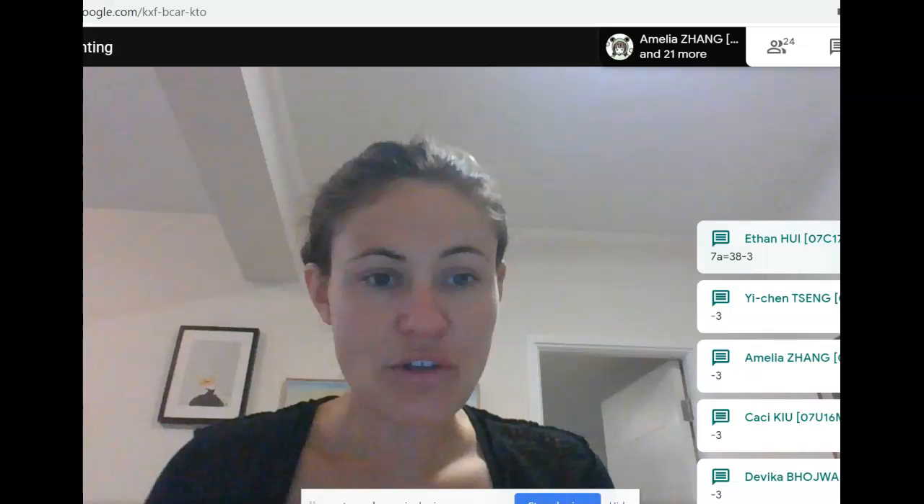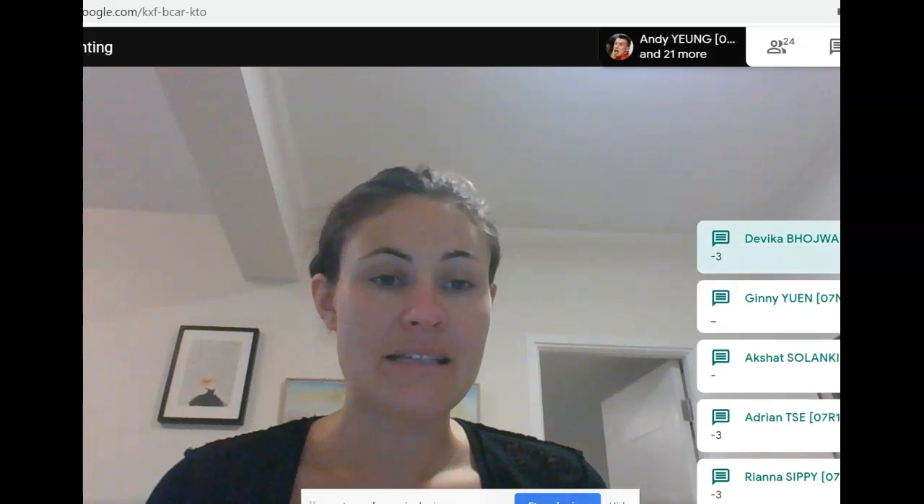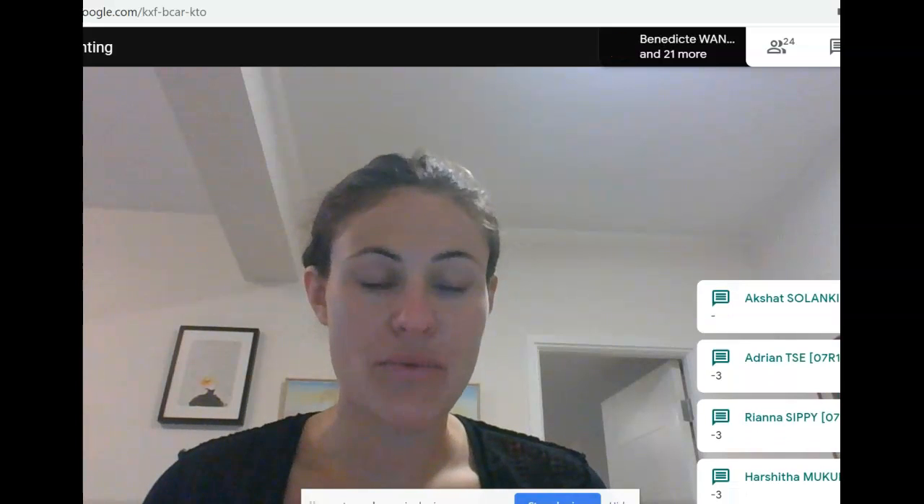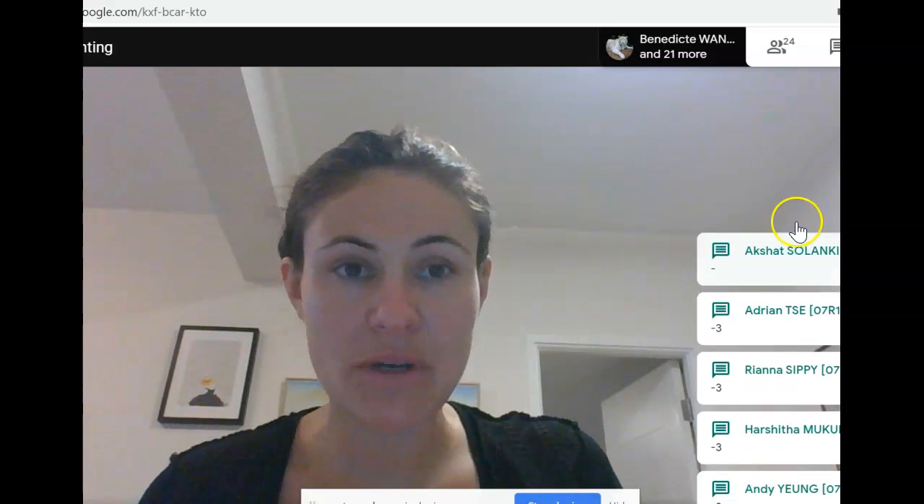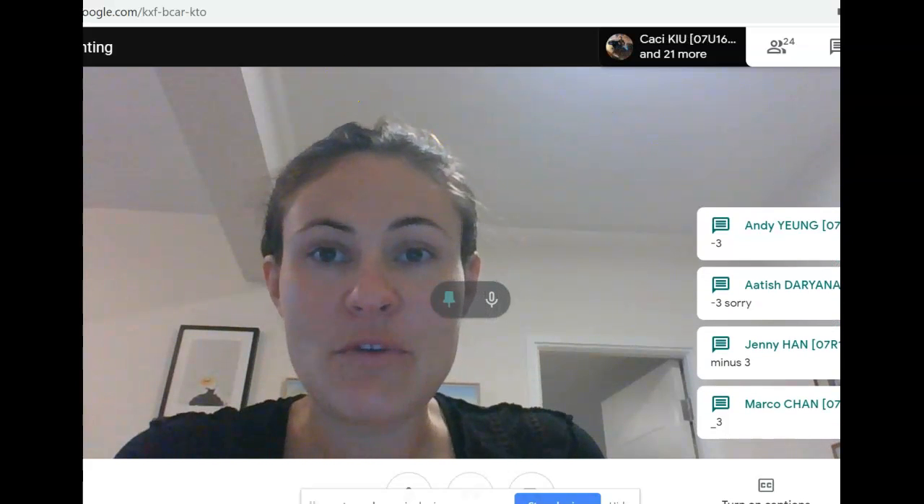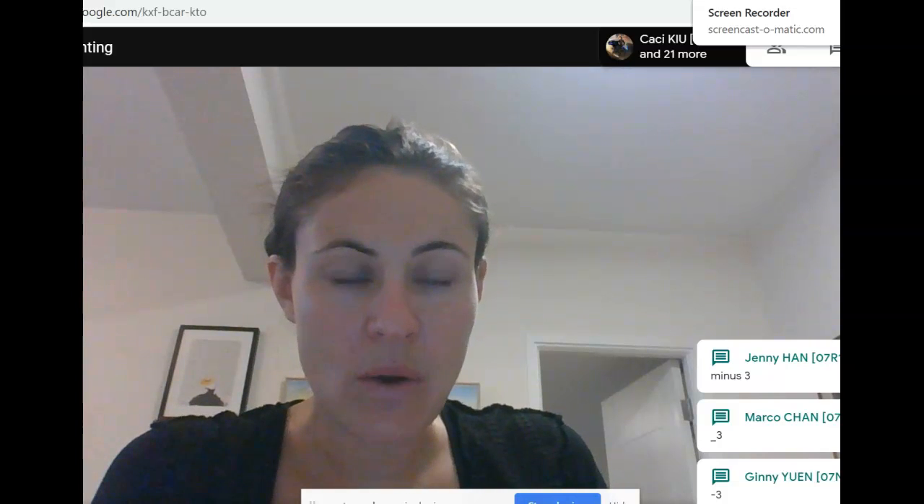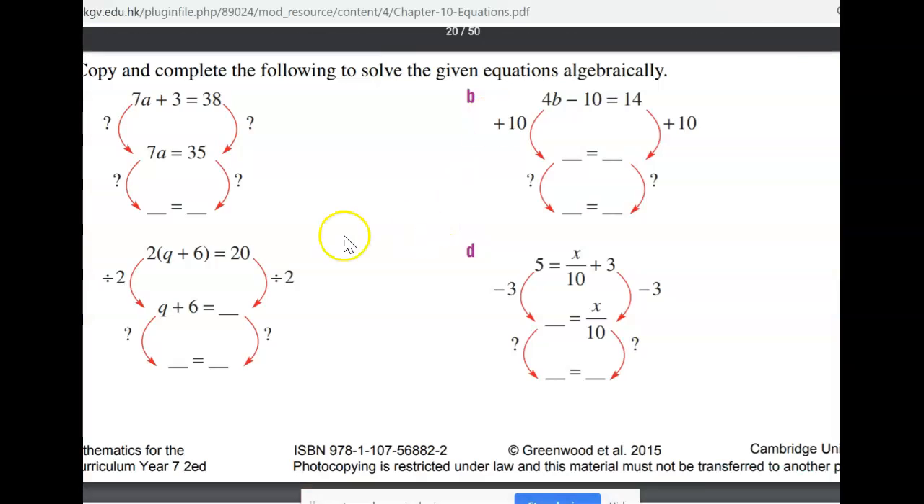Okay, so the correct answer here is just minus 3. The operation is subtract 3. So lots of you are putting that. If you're just putting minus, you need to put a little bit more. If you put plus, you need to think about doing the inverse operation. And if you wrote out the whole equation, then that was just a bit too much.